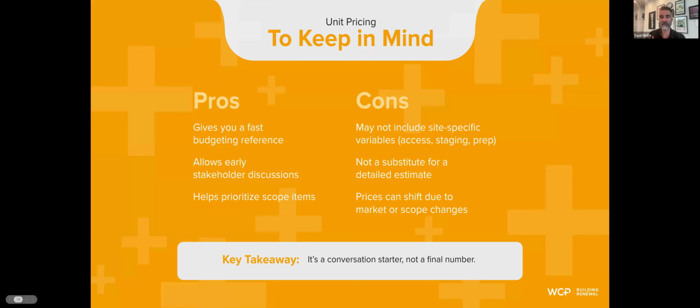Well, let's just quickly look at some of the pros and cons of unit pricing. So, in the industry on the contractor side, the old saying goes, the fastest way to lose money on a project is do it with unit pricing.